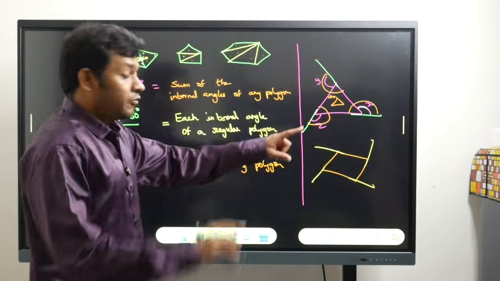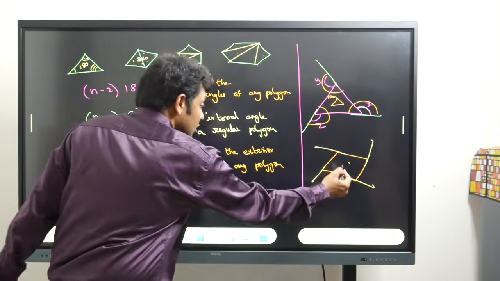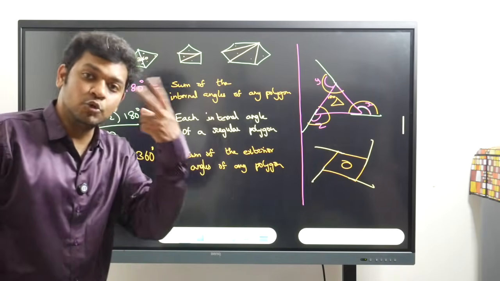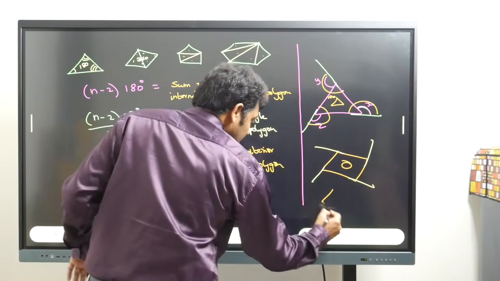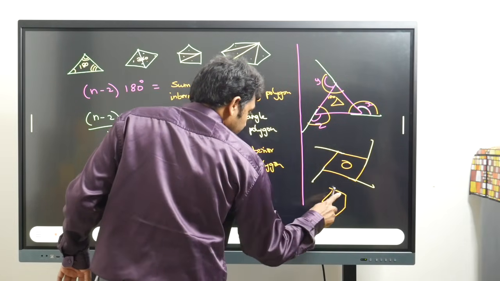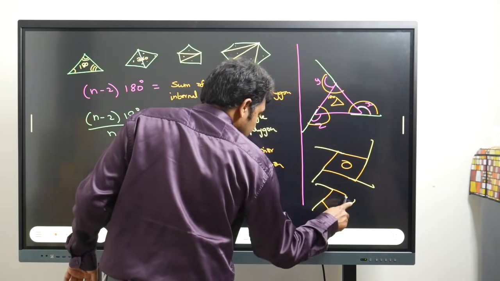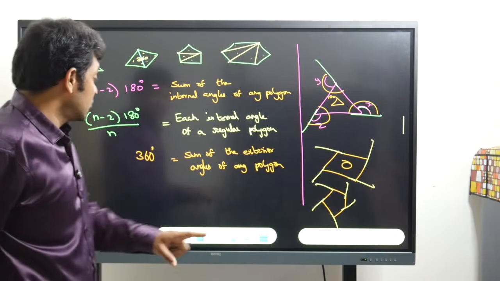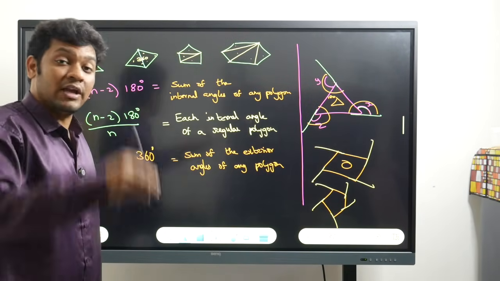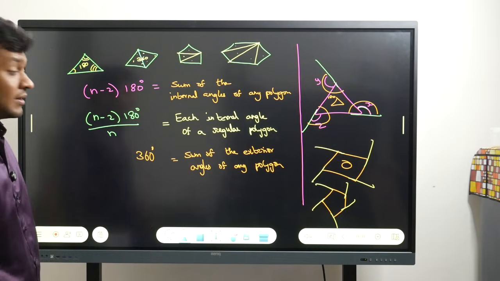So you'll have 4 180s minus 2 180s, which is still 2 180s. 5-sided figure, 5 180s. Okay, pentagon. Extend. So we have 5 180s minus 3 180s is 2 180s. So the sum of the exterior angles of any polygon is 360.